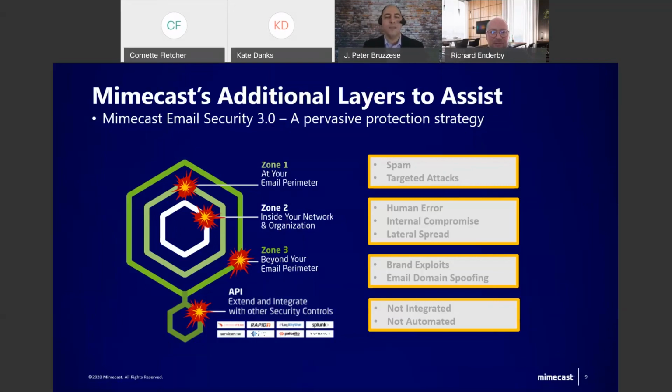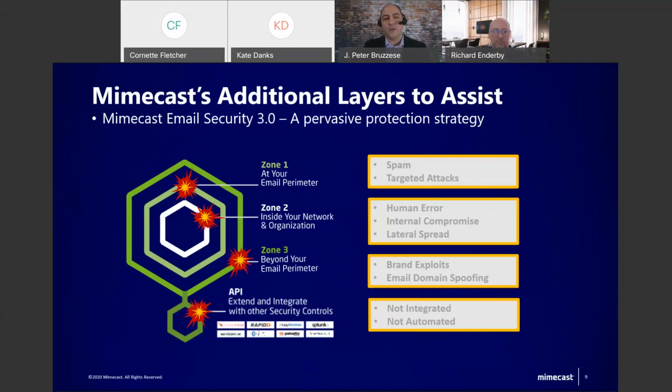Yeah, so when we look at security in the past, we always looked at the perimeter, right? We looked at the targeted attacks coming in through zone one, as we say. And so you would always focus on that, spam and targeted attacks. But we have to look at other layers and other zones. For example, zone two is internal. Zone three is beyond your perimeter with things like brand exploits and domain spoofing. That's where you start looking at things like SPF, DKIM, and DMARC. The API side is where you take advantage of existing investments already. You've already made the investment.